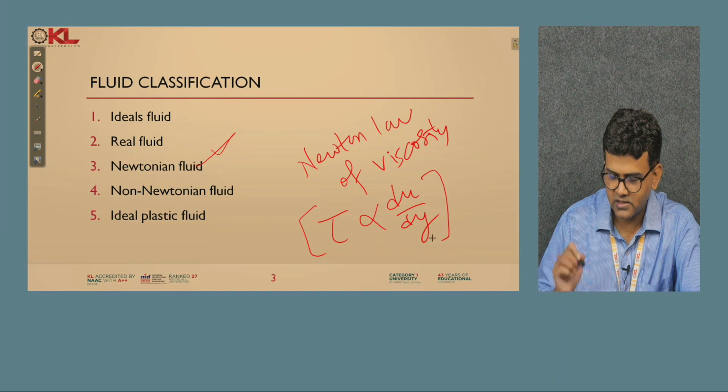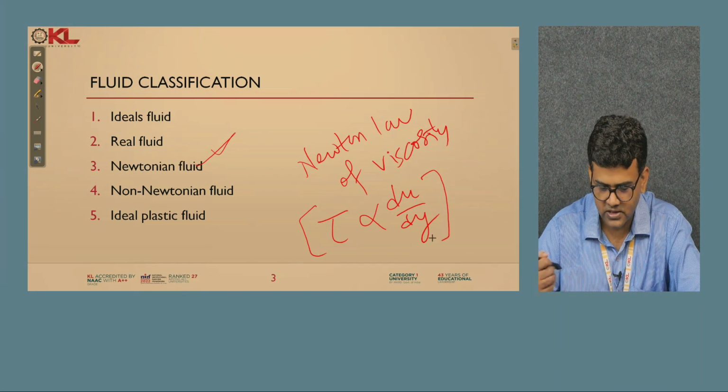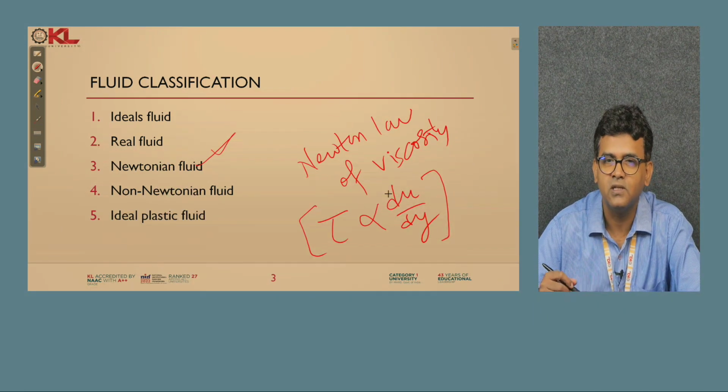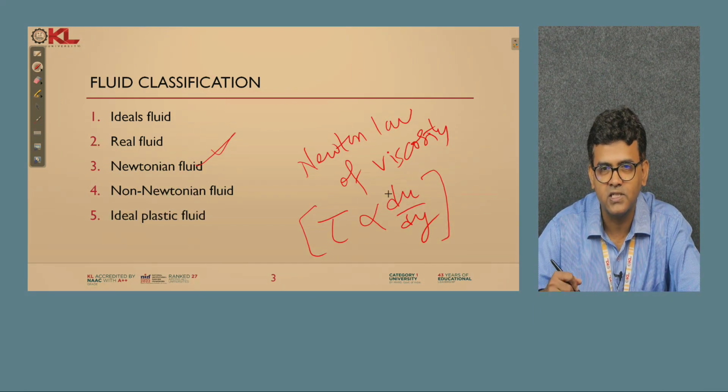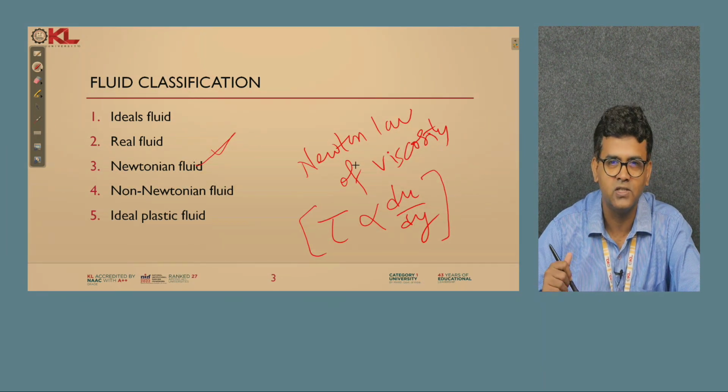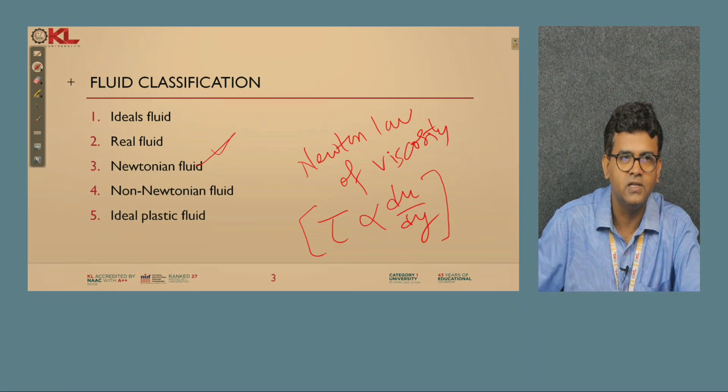In the Newton's law of viscosity, shear stress tau represents the shear stress, and du upon dy represents the velocity gradient. That means shear stress is proportional to velocity gradient. That is the Newton's law of viscosity. If the fluid follows this law, in which shear stress is proportional to the velocity gradient, then it is called the Newtonian fluid. Let's see how shear stress and velocity gradient come about.